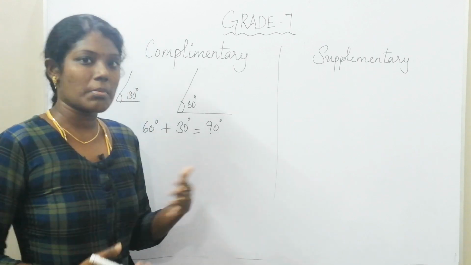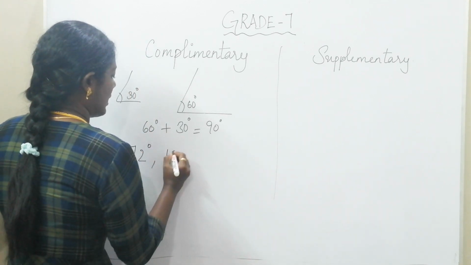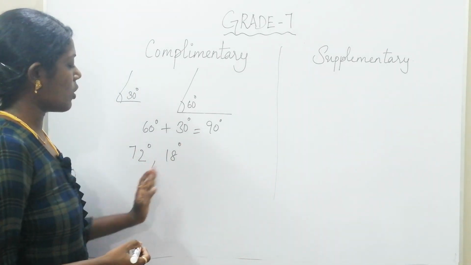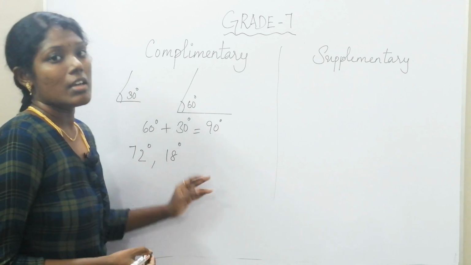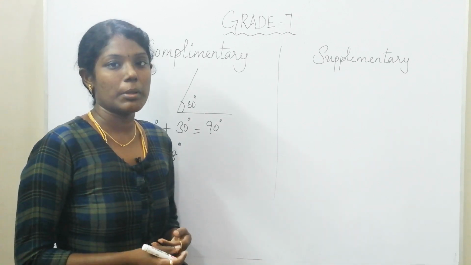It can also be whatever angles it is. Let us take like 72 and 18 degree. Even these are called as complementary angles because when they add up, they give 90 degree. So any two angles which add up to give 90 degree, we call it as complementary angle.